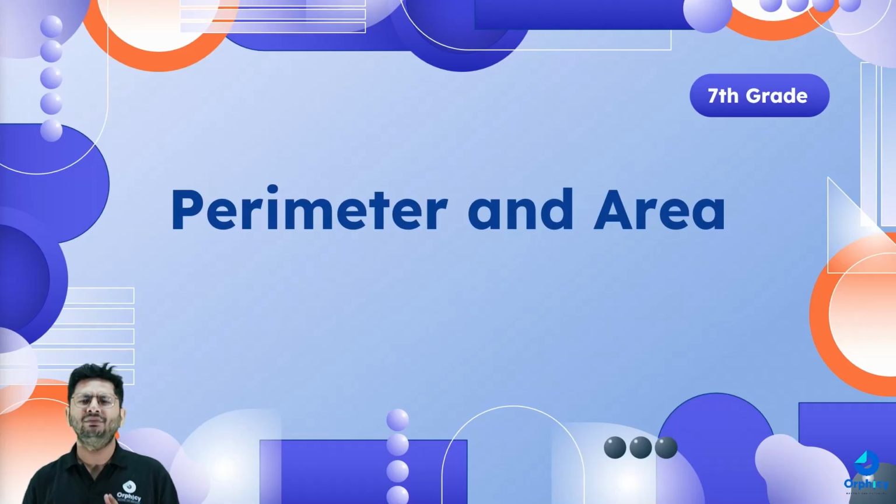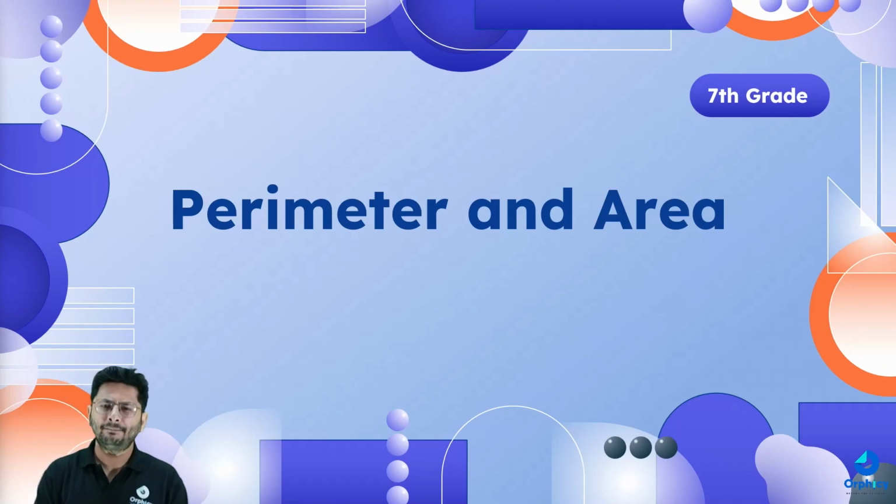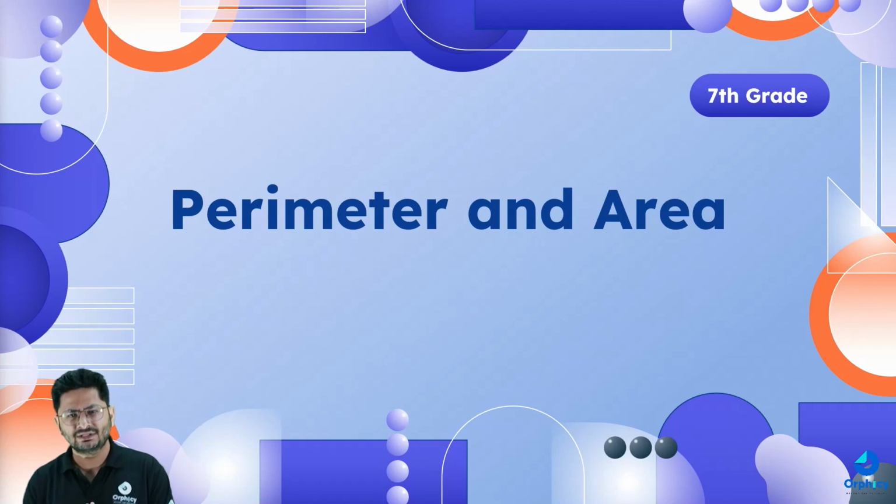So in this topic, we are going to cover the different units of measurement along with perimeter and area of different shapes like square, rectangle, circle, parallelogram and triangles. So without any further delay, let's start the topic.